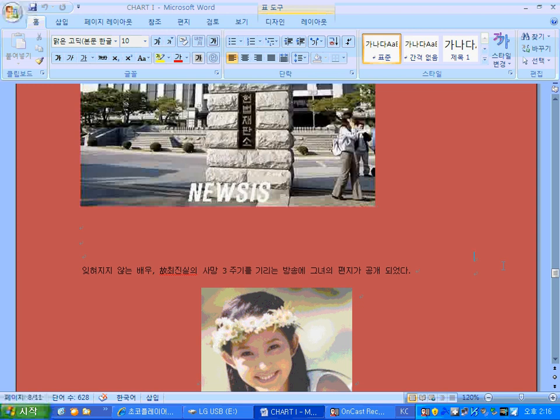Libelous speech is in somewhat the same category as obscenity. It receives little constitutional protection. However, the same difficult questions exist here also. That is, what is libelous, and what tests are to be used to distinguish protected from unprotected speech?